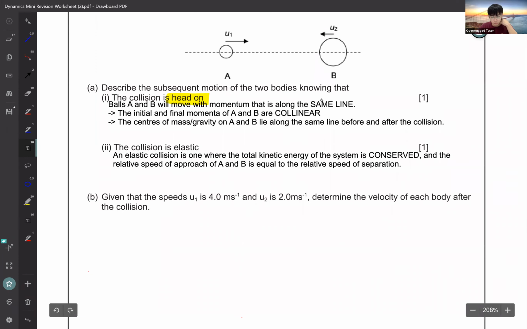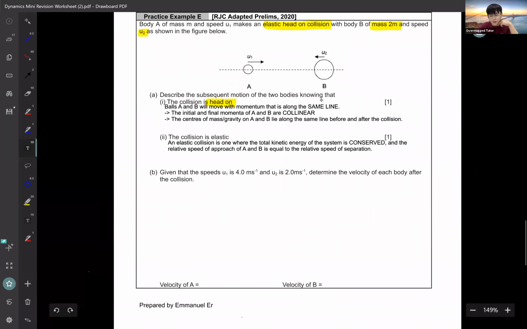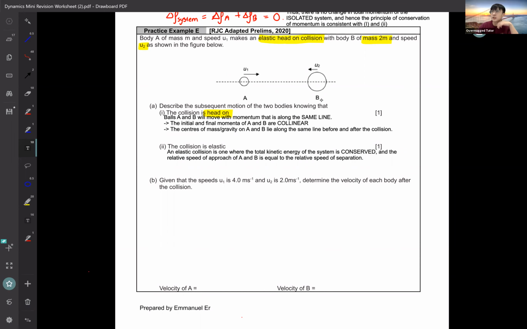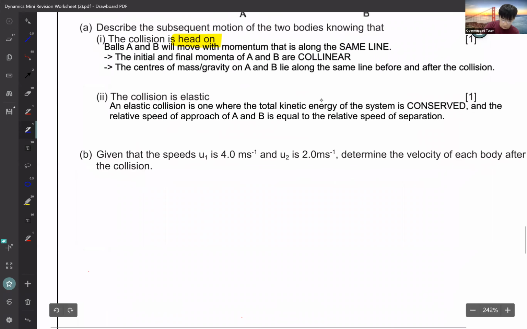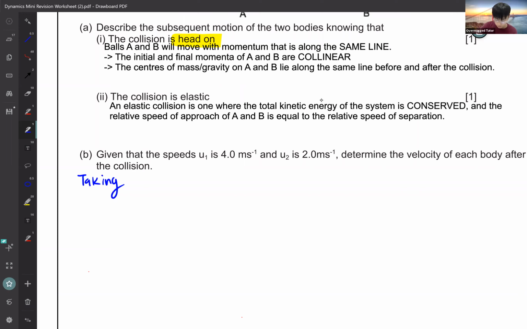Now, let's quickly go to B. So listen, for part B, this is very likely to come out. And the strategy is this. You come up with two equations first. One equation is by considering the principle of conservation of momentum. The other equation you come up with via the elastic considerations, which means the relative speed of separation is the relative speed of approach. So you have to use these two methods. So very quickly, jot down your two equations. The first one will be stating the direction, which one you're going to take as positive. So taking rightwards as positive.